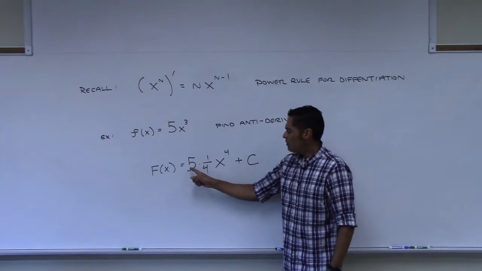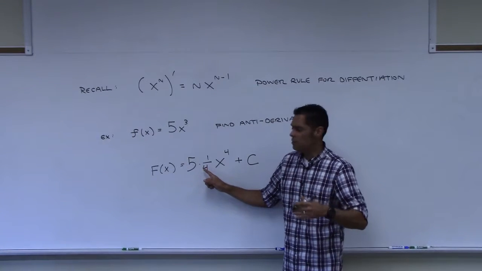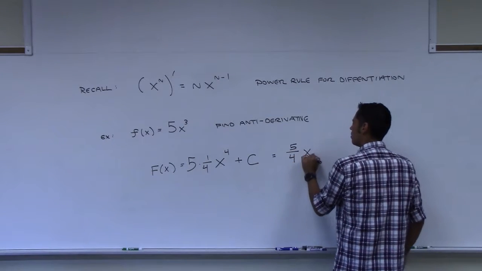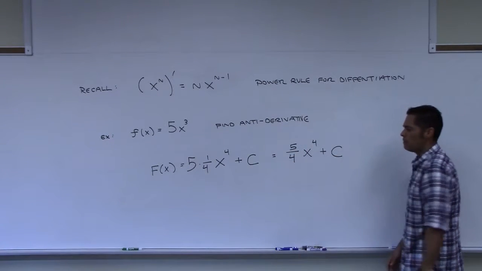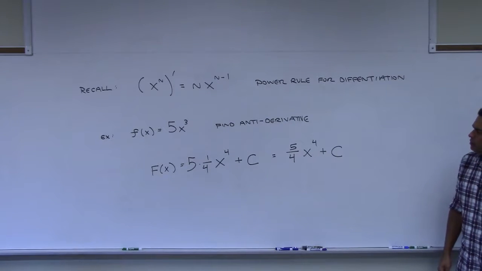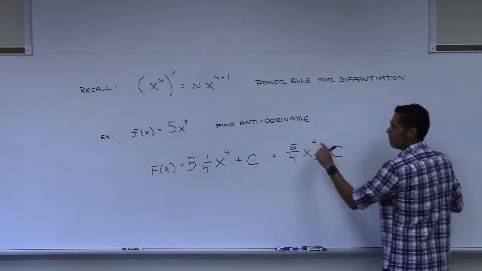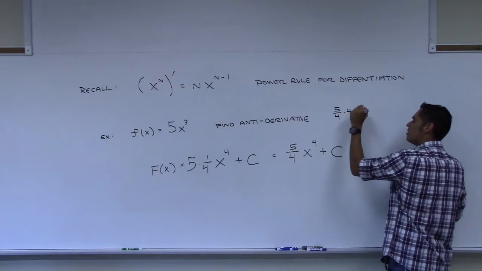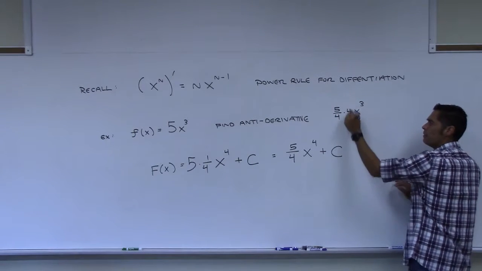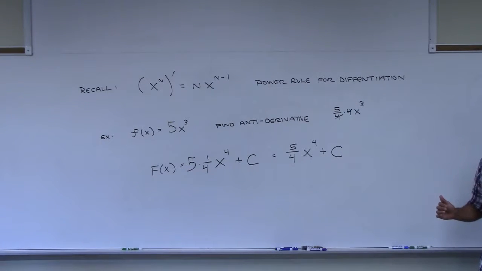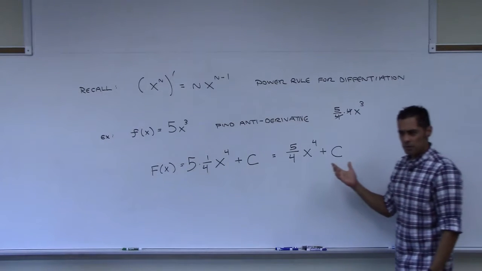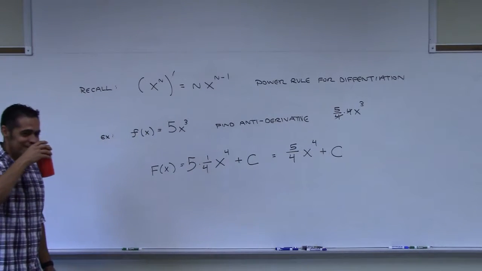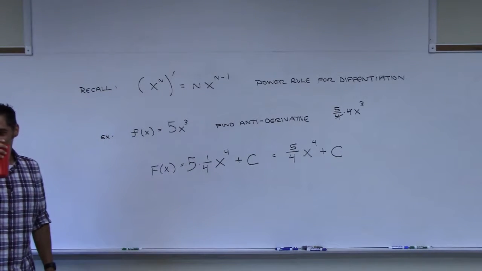Now, 5 times 1/4 is 5/4. I wouldn't leave it like this, so I would write 5/4 x to the fourth plus c. If we want to check this real quick, if we took the derivative, the 4 would come out. It would be 5/4 times 4, x, subtract 1 from the power is 3. The 4's would cancel, and you get 5x cubed. Y'all see it? Y'all all right? Y'all okay?